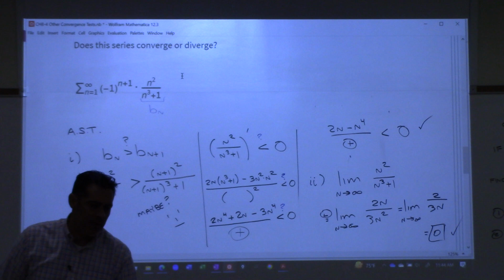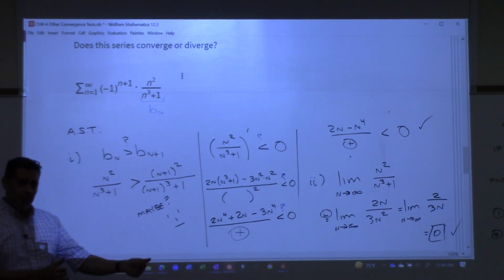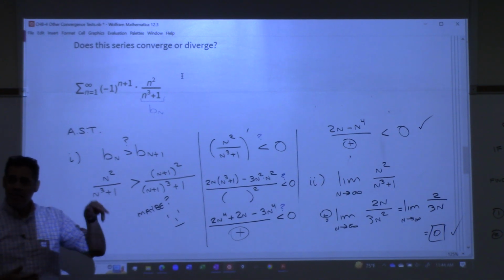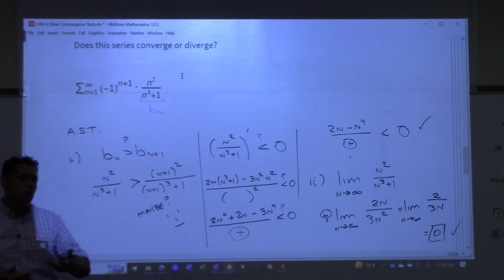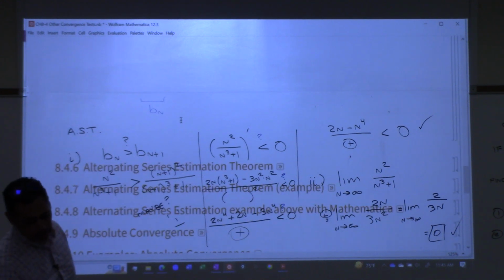I just wanted to show you that when it comes to decreasing, this was back in 8.1, the very beginning of this chapter, when I was talking about increasing and decreasing sequences. I said one way you can show that a sequence decreases is by taking the derivative of it and showing that it's always negative. So I just want to bring that back up again.